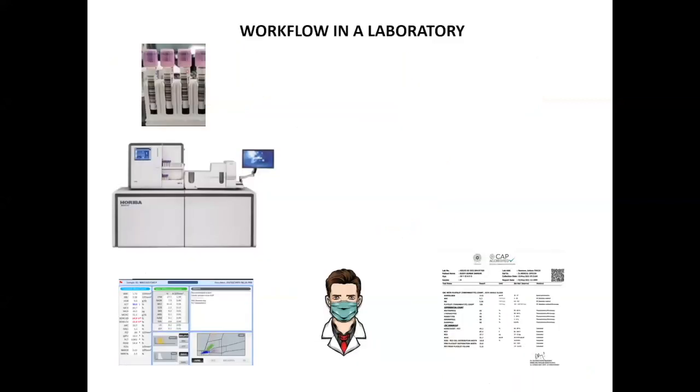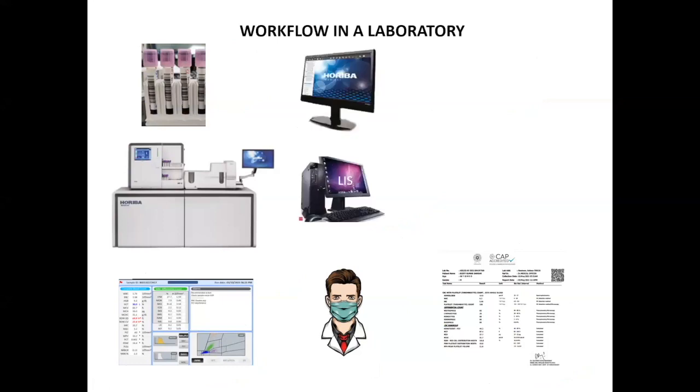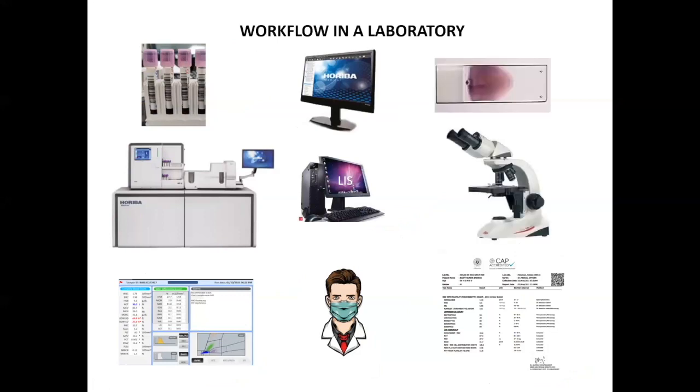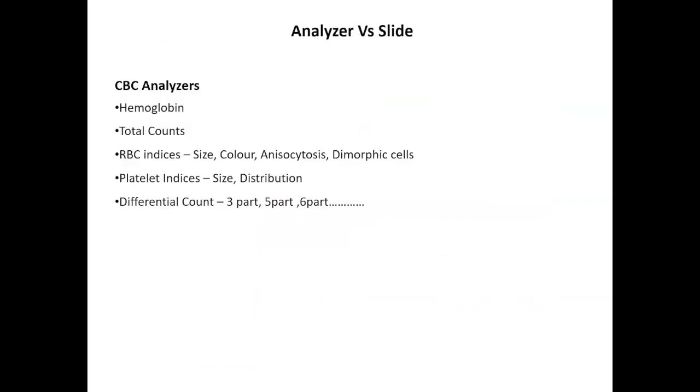This is the normal workflow. You get the sample, you put it in your machine, you get some counts, and if the counts are everything normal or within normal ranges, you authorize the report. You get everything through your LIS, and if there are flags raised, you would prepare a smear and look into the microscope. So this is the normal workflow in any hematology lab, or for that matter any lab. So what do the analyzers give me? They give me the counts, the hemoglobin, the WBC count, platelet counts, the indices, the differential count.